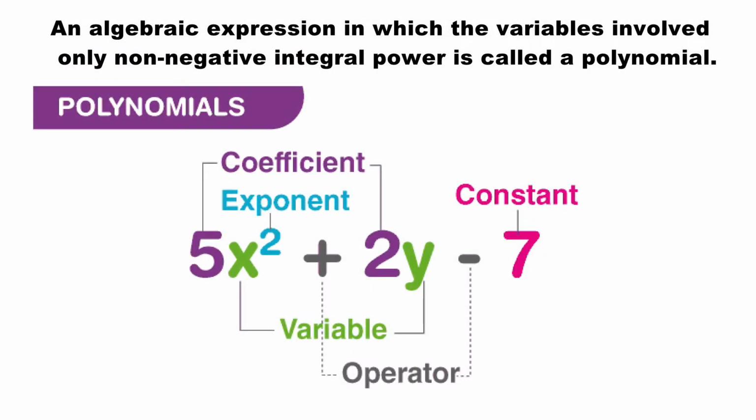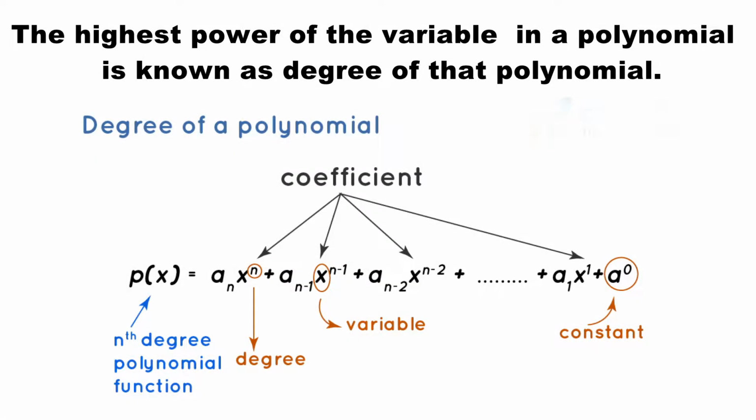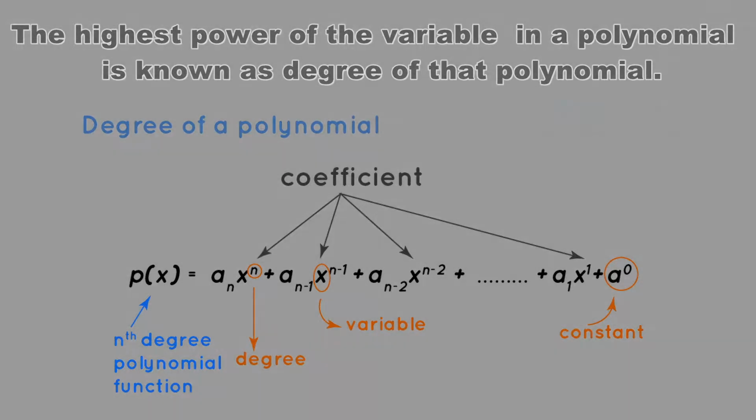So let's discuss some theory related to the polynomials. An algebraic expression in which the variable involved only non-negative integral power is called polynomial. Now let's discuss degree of polynomial. Highest power of the variable in a polynomial is known as degree of polynomial.